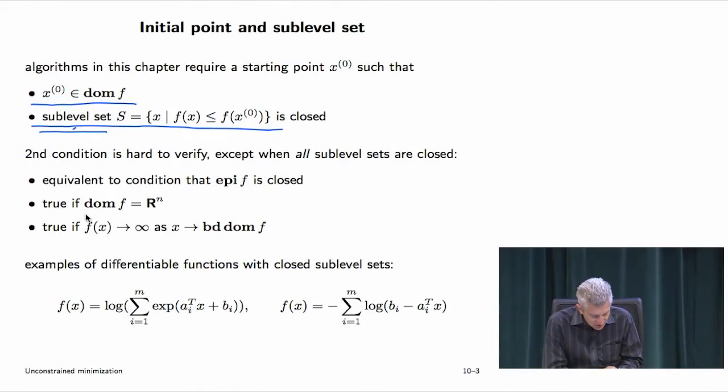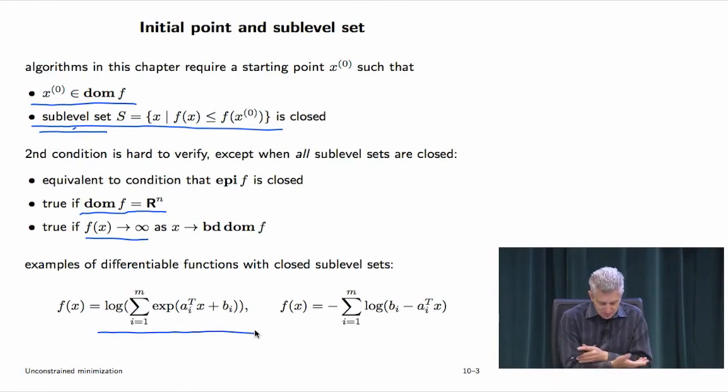And some conditions here that are sufficient, obviously if the domain is everything, that's fine. Another one is if the function goes to infinity as you go to the boundary, that's good enough. That's called a barrier function for the domain, and that's good enough to imply this. Right? So here are some examples. Here's a log-sum-exp function. It's obvious because the domain is everything. The domain is R^n. So of course that has closed sublevel sets.